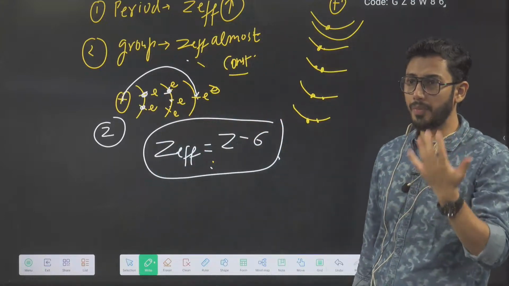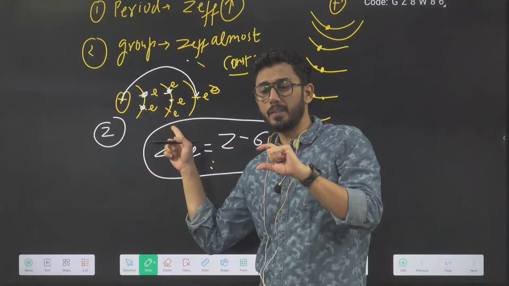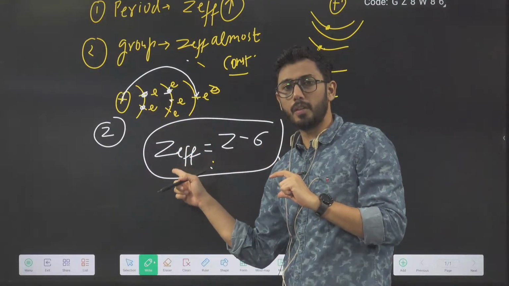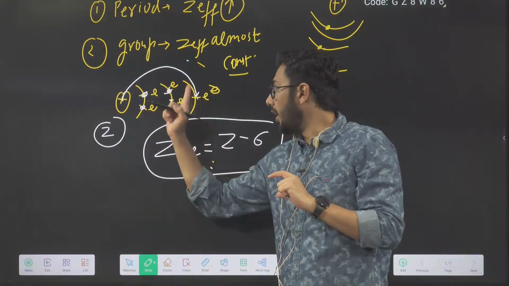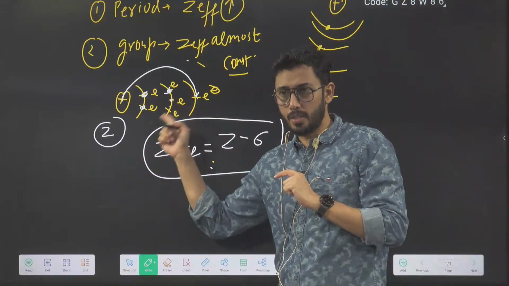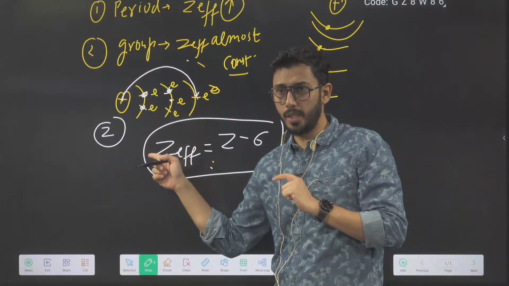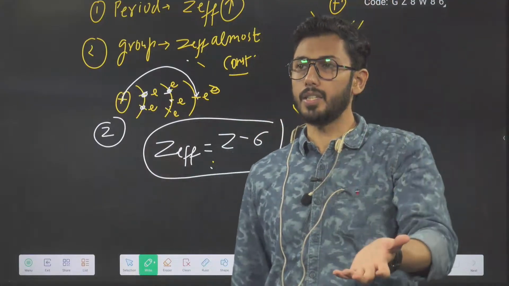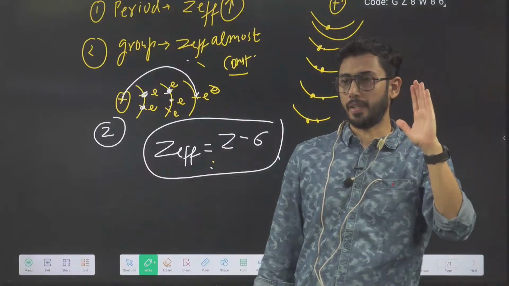The higher the screening effect, the greater the sigma factor and the lesser the Z effective. The lesser the sigma, the lesser the repulsions and shielding, and the more the Z effective. So the higher the sigma, the less the Z effective.